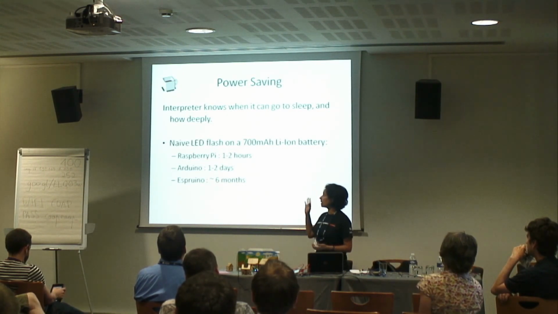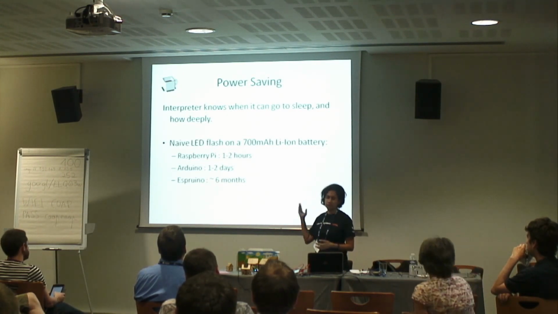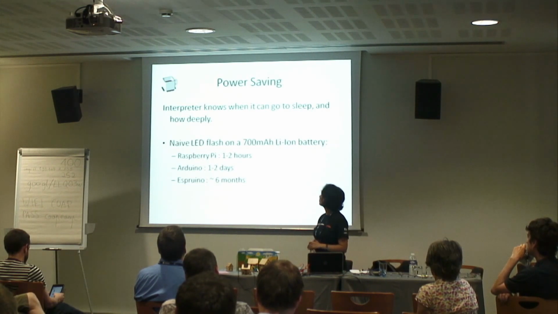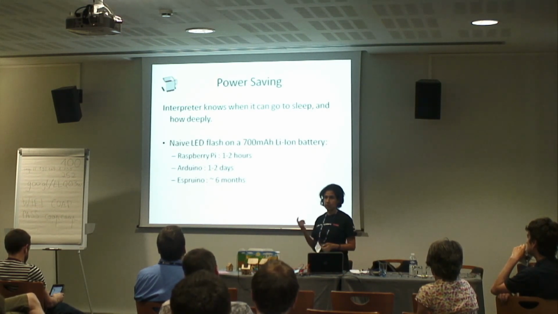And just some comparison numbers. If I was to do just a naive LED flashing with a 700 milliamp battery, a Raspberry Pi would be done in no time because it's got so much circuitry on it, 1 or 2 hours. Arduino, you might get 1 or 2 days, but Espruino, that would go for about 6 months, so that really appeals.